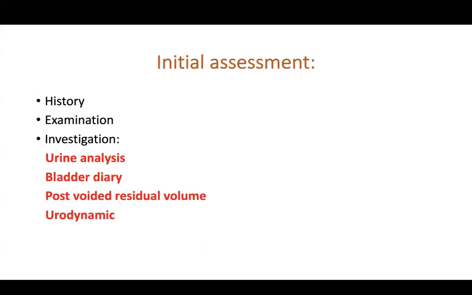Now the assessment for incontinence. How will we assess if a patient of incontinence comes, or if a patient with lower urinary tract symptoms comes? So assessment starts with taking history, focused history, detailed examination, and important investigation. The good thing is, for urinary incontinence, not so many investigations are required. History and examination are enough for diagnosis of the patient in most of the cases.